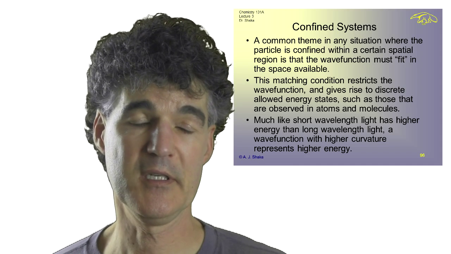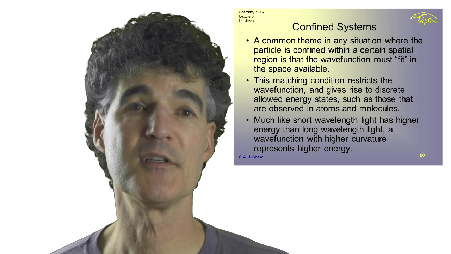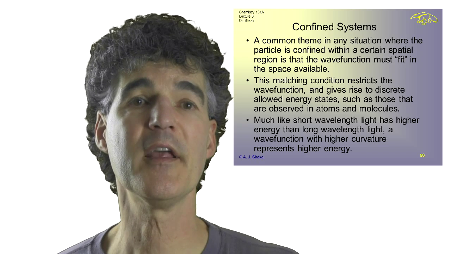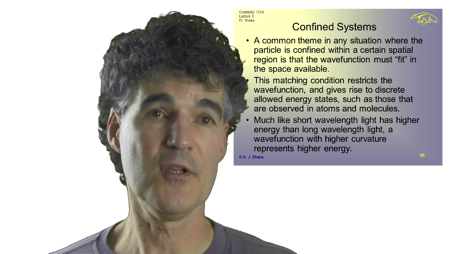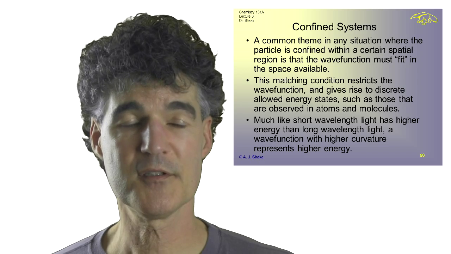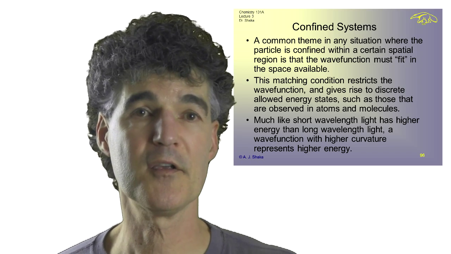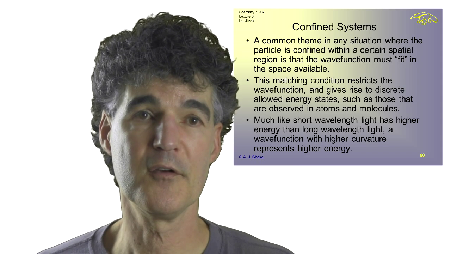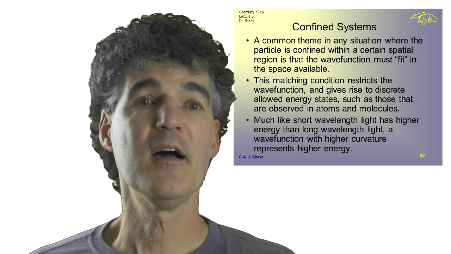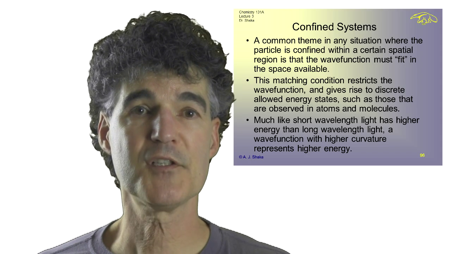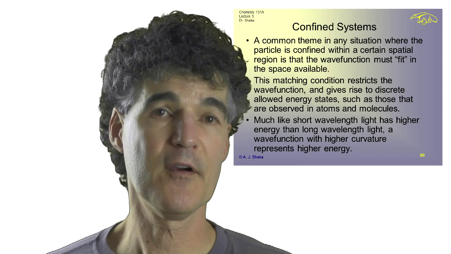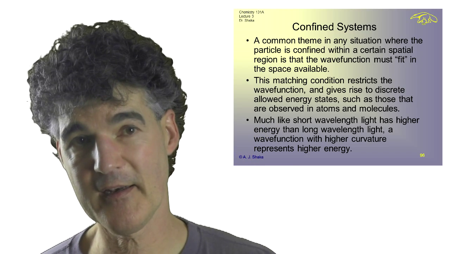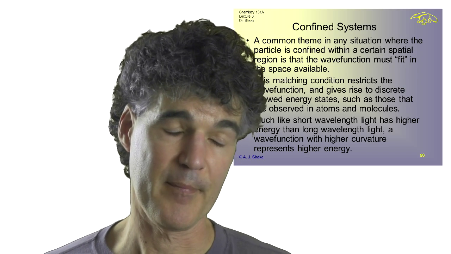This matching condition really restricts the wave function to a certain set of values and gives us allowed energy states, such as those that are observed in atoms and molecules, and form the basis of all kinds of chemical analysis that we're going to do. If we've got much shorter wavelength light, we learned that short wavelength equals high energy, and that long wavelength light equals low energy.